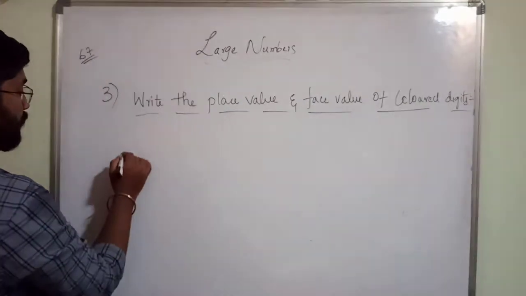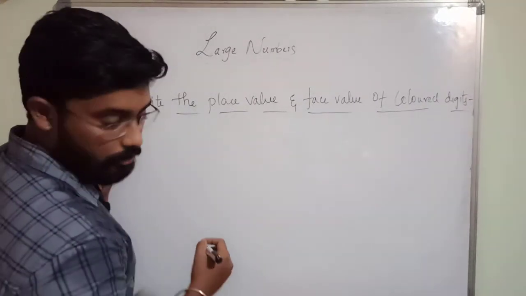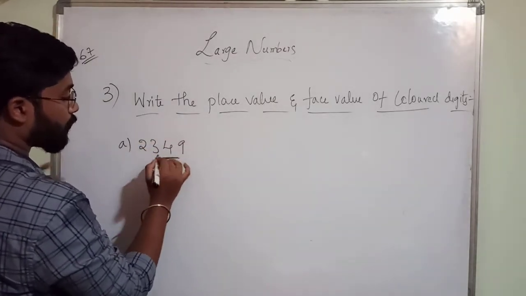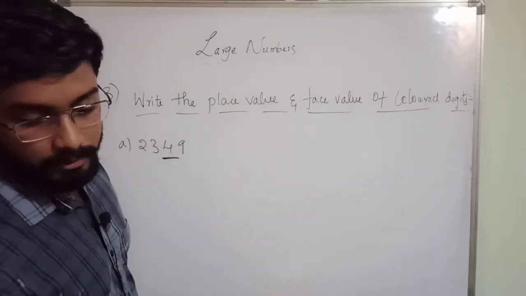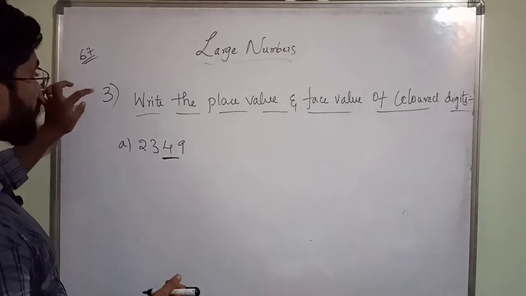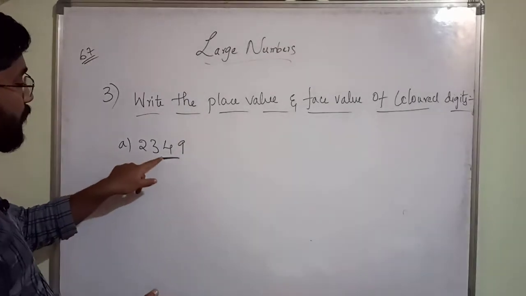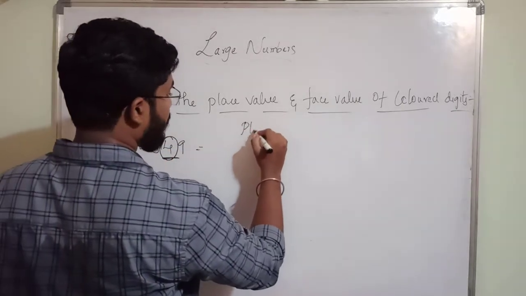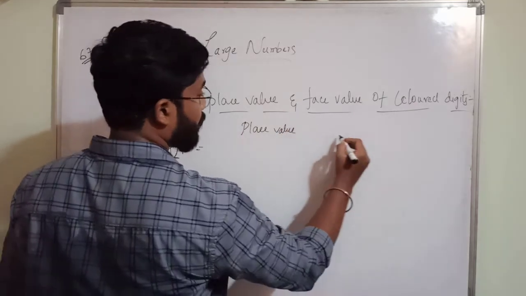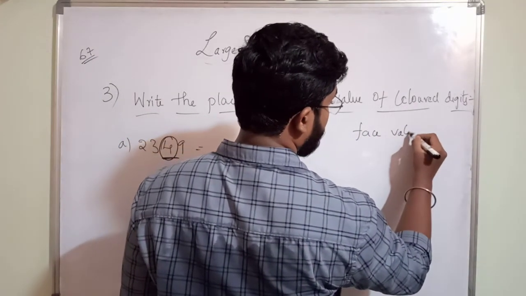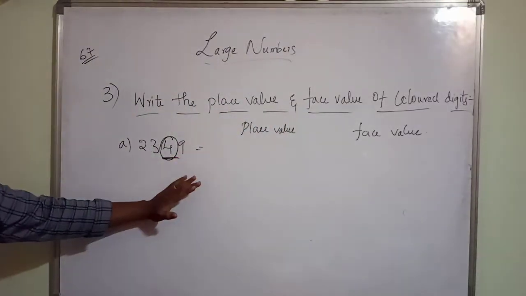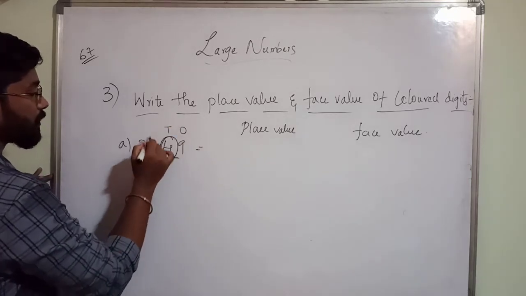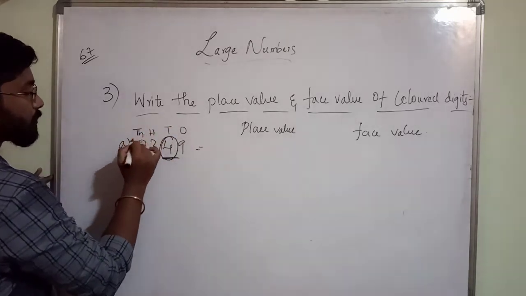What is the first one? First one is 2349. This 4 is in red color. In your textbook, page number 67, third bit, first one, 2349. This 4 is in red color. What is the place value? What is the face value? You have to write. So once again, from basics, what you know? 9 is in ones place, 4 is in tens place, 3 is in hundreds place, 2 is in thousands place.